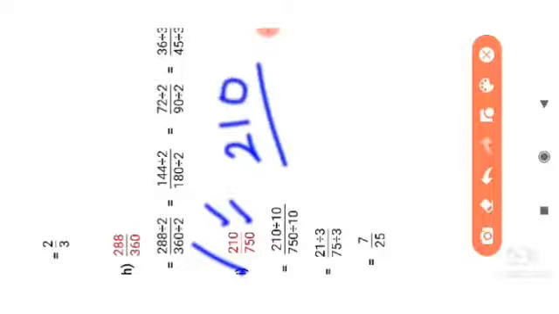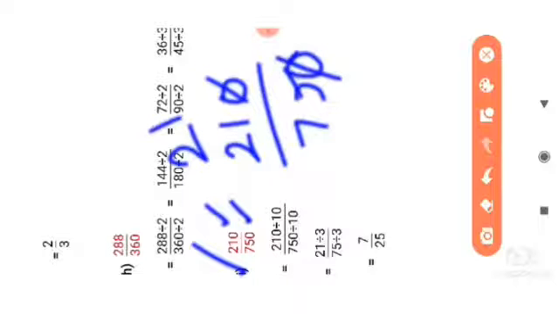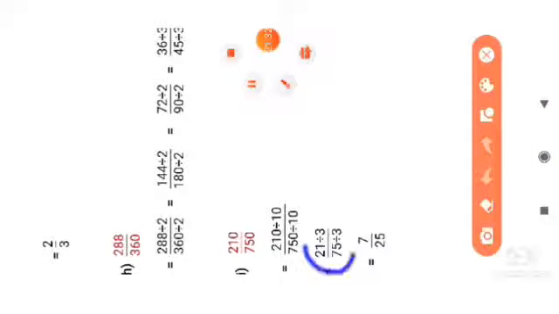210 and 750. Though I told you to try to divide the numbers by the smallest common factor, if I cancel 0 first, as here is one 0 and here is one 0, that means if I divide the numerator and denominator both by 10, then it will be helpful for us because the numbers will be smaller. That's why I wrote 21 by 75, after division by 10.